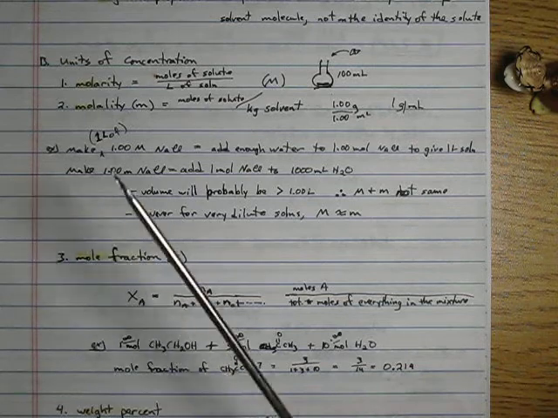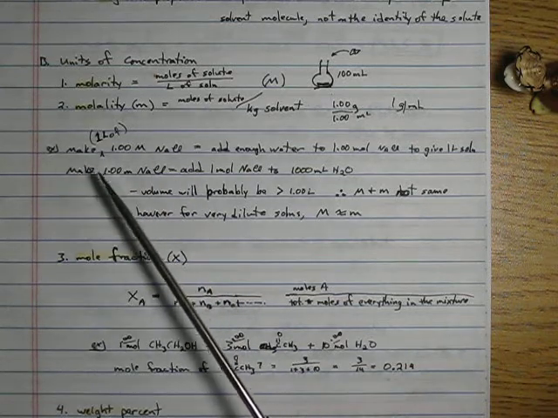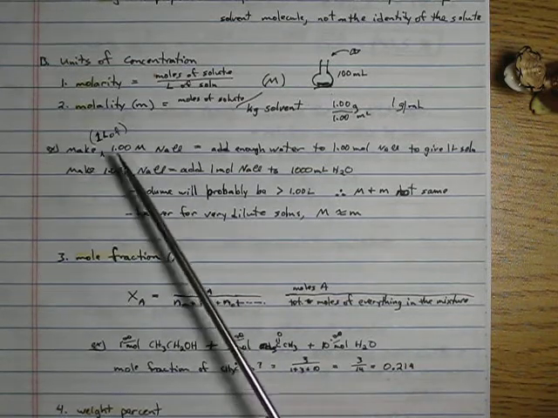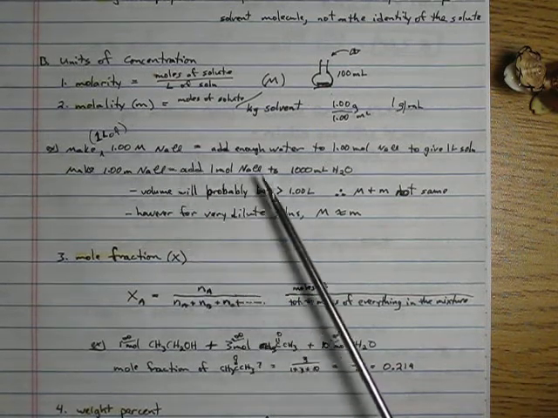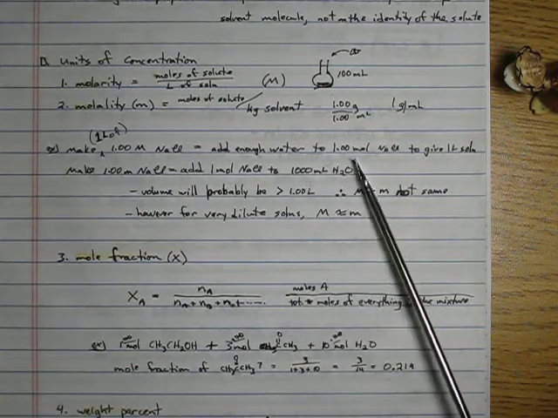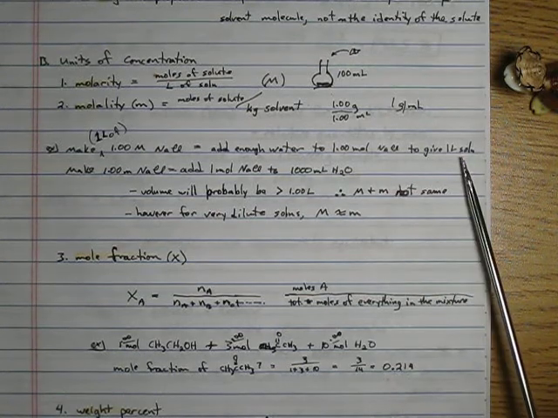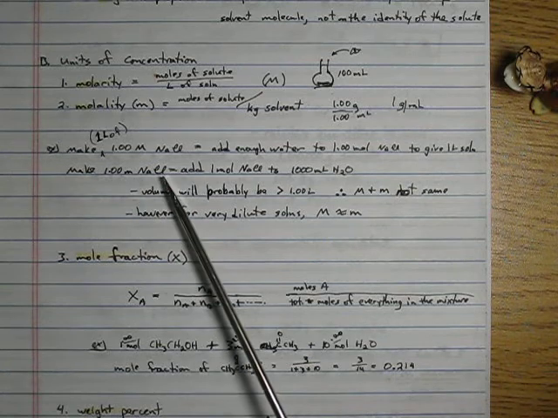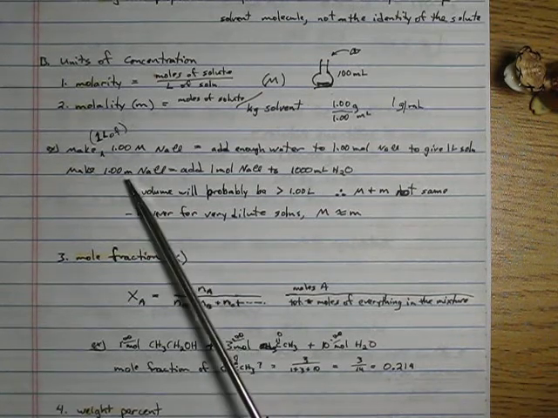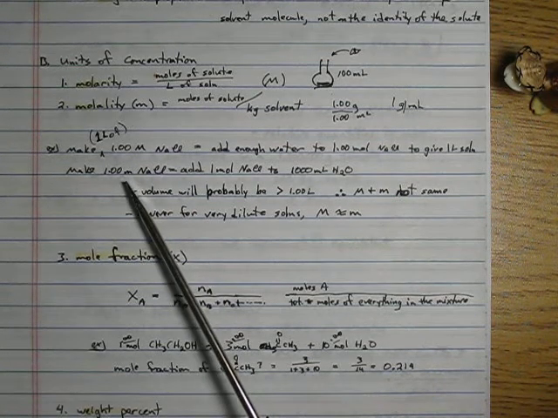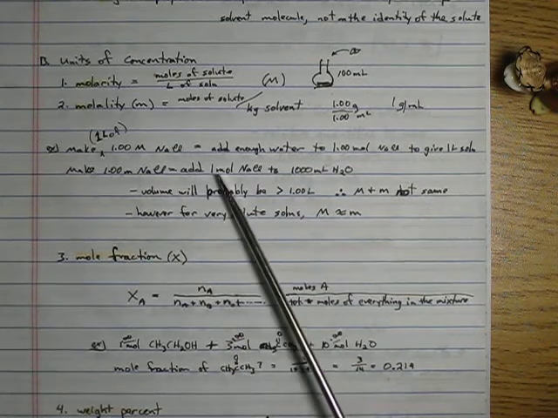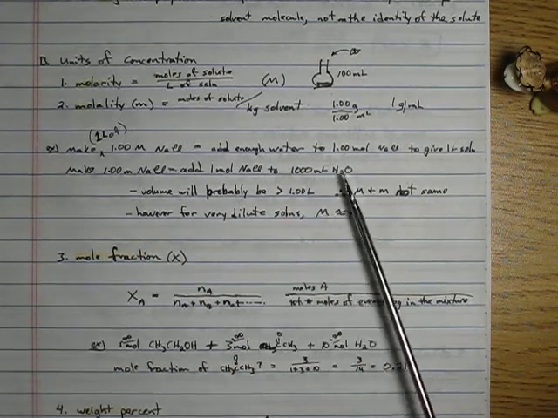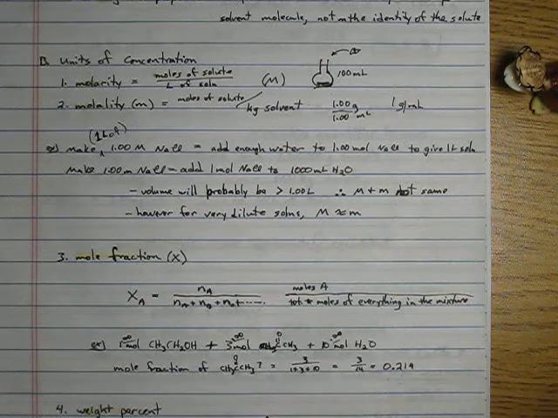So, for example, summing all that up, if you wanted to make 1 liter of 1 molar sodium chloride, you'd add enough water to 1 mole of sodium chloride to give 1 liter of solution. If you wanted to make 1 molal sodium chloride, instead of molarity, using molality, you'd add 1 mole sodium chloride to 1,000 milliliters of water, 1 kilogram of water. All right.